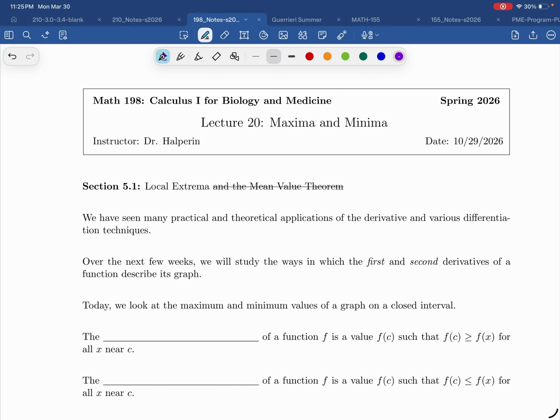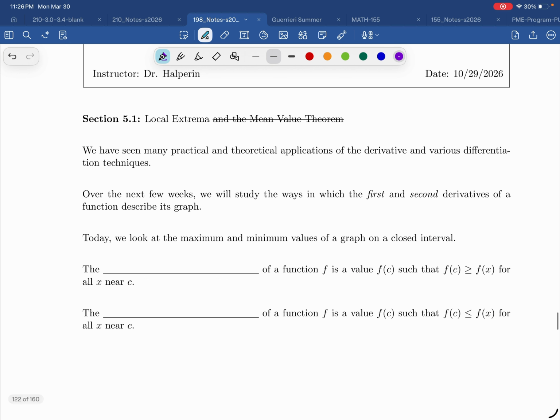We're in Chapter 5 and Section 5.1, Local Extrema. We're going to ignore the mean value theorem in this course. Now that we've spent a lot of time learning basically every way to take the derivative of a function, we're going to apply this differentiation, and we're going to apply it in the mathematical sense. In particular, what we're working toward is being able to understand and even sketch the curve of a graph based on the function and its derivatives.